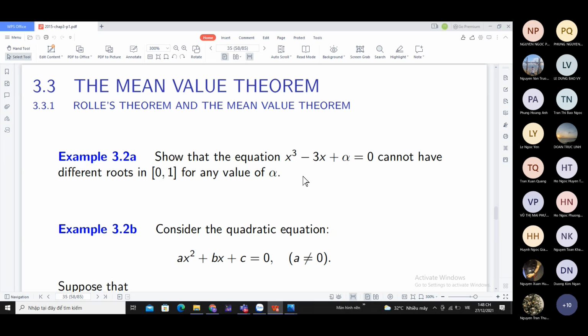How to prove it? Actually, it follows directly from the Rolle theorem. And the proof is very, very easy, very, very elementary.